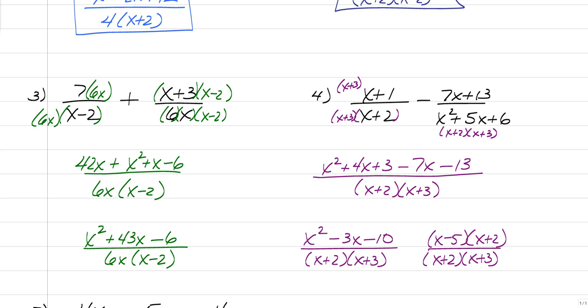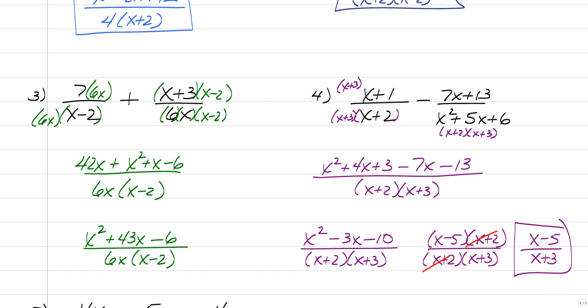And we have something that can cancel. Those x plus 2's can cancel. So your final answer is x minus 5 over x plus 3. And you are done.